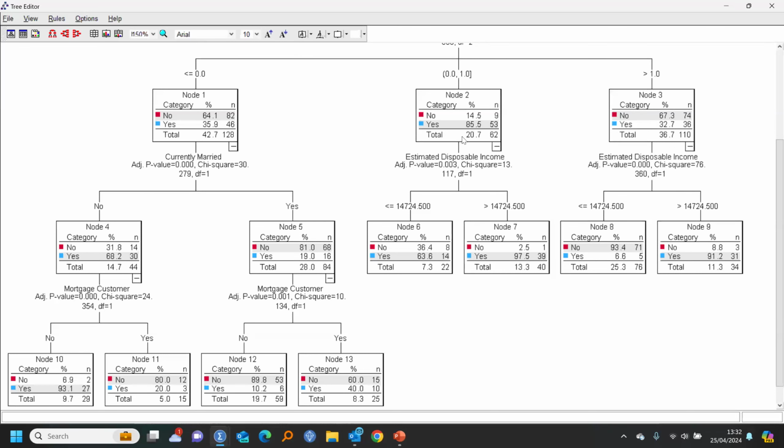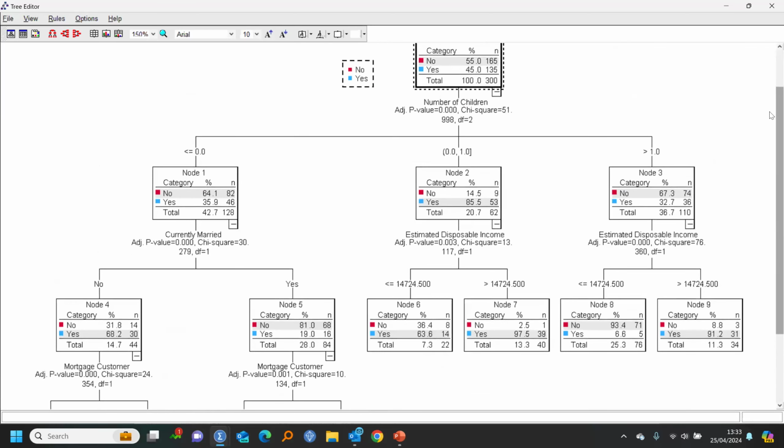Here it looks at people with 1 child, 62 cases, and finds the threshold of disposable income that makes a big difference. And it says, look, if they have less than 14,724 in disposable income, it's 63% buy the product. If it's more than 14,724, 97% buy the product. And the same variable is used to split those with more than 1 child. It says, look, if they have more than 1 child and the disposable income is less than 14,724, only 6% buy the product. And if it's more than that, then it jumps to a massive 91% buy the product. So it's very good at finding all these exceptions to the rule.